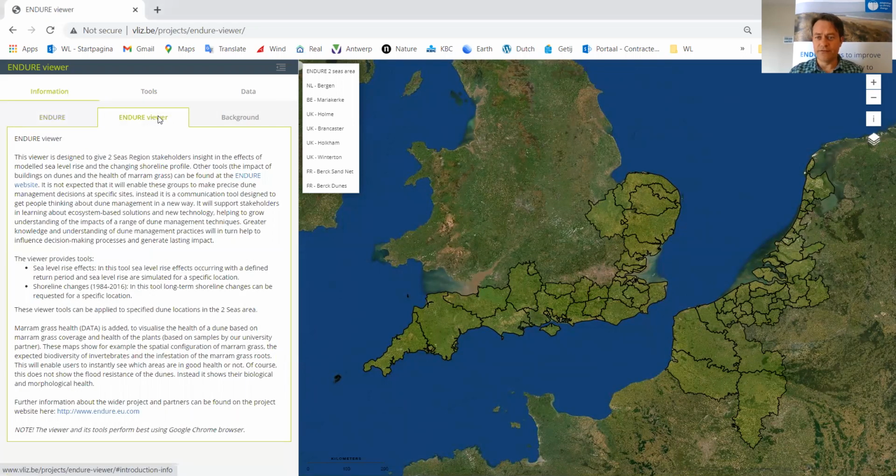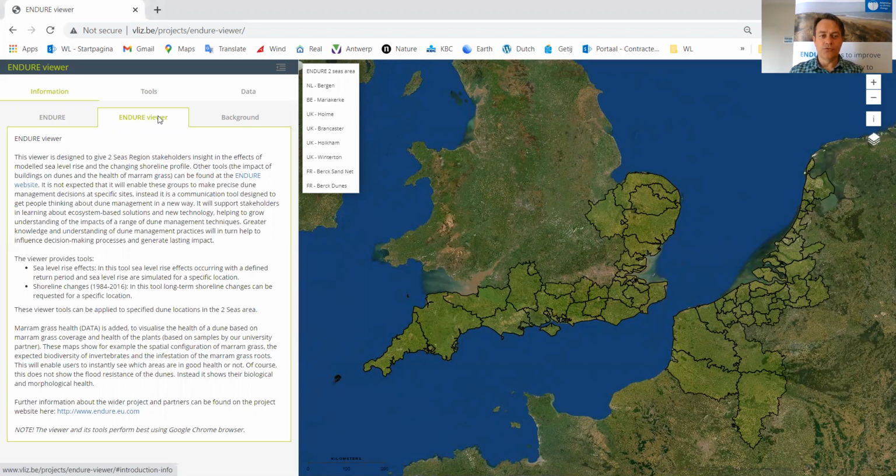Why did we build this viewer? First of all, to improve the capacity of the stakeholders to manage the coast, the sandy coast with the dunes. But also we built it as a communication tool. It's easier to communicate with a graphical interface what can happen in case of sea level rise, what the state is nowadays, and which kind of data we have regarding the biology of the dunes and the morphology of the coastal area, etc.